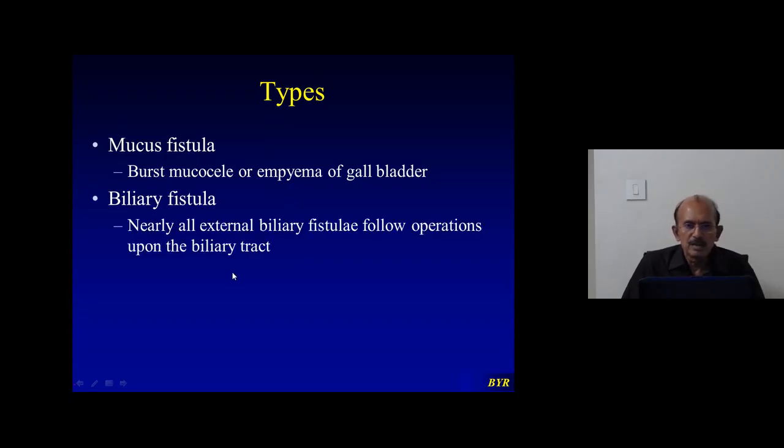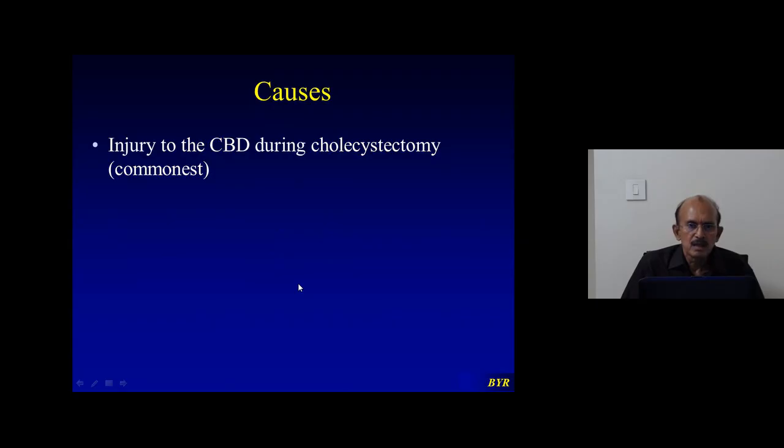Then biliary fistula. Nearly all external biliary fistulae follow operations upon the biliary tract. Causes: injury to the common bile duct during cholecystectomy operation. Already we have discussed in the previous class. Following cholecystoduodenostomy.